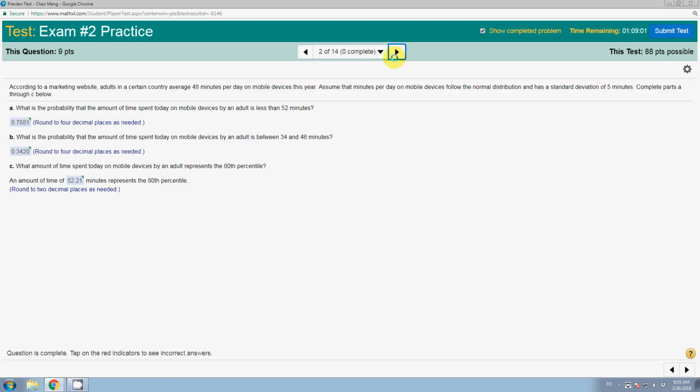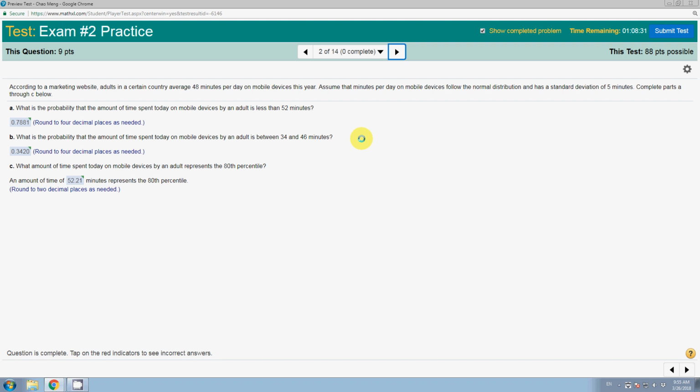Let's see the second question. According to a market website, adults in a certain country average 48 minutes per day on mobile devices this year. Assume that minutes per day on mobile devices follows the normal distribution. It tells us we are going to deal with a normal distribution, and the standard deviation is 5. We got 3 questions. So we already know we are talking about a normal distribution.